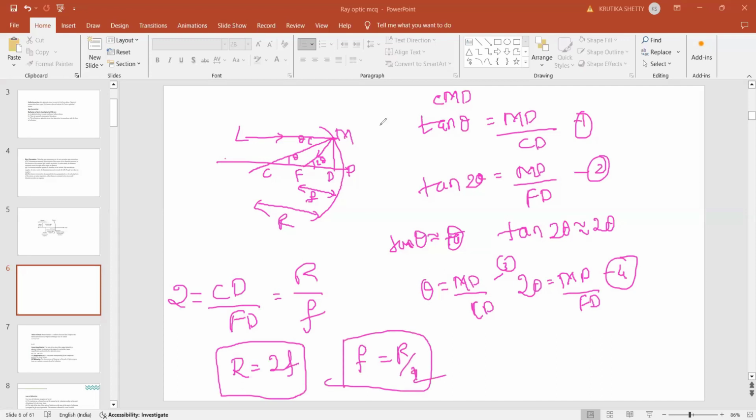Yes, if anybody is having any doubt in any of the steps, ask. Otherwise, please copy down the derivation part. Yes, completed, everyone.